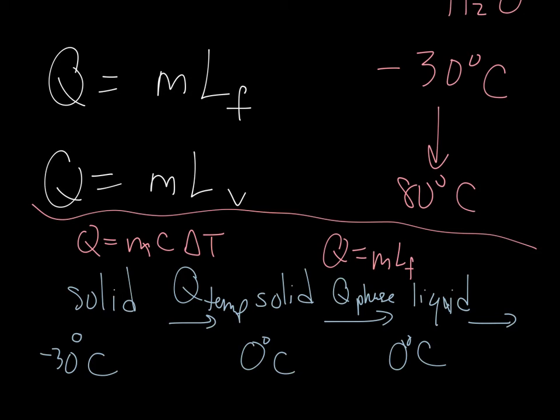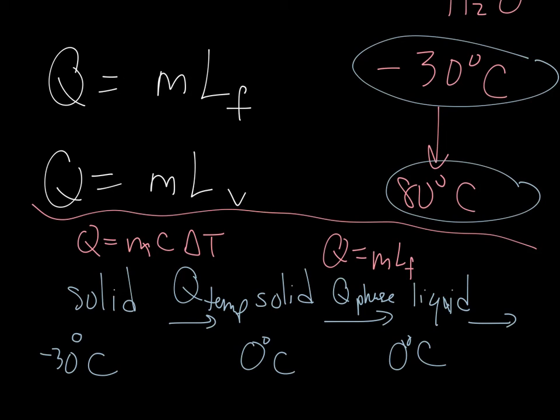So it started at negative 30, right? And it wants to end at 80. We've done this process so far. I want you to answer it. We go from negative 30 to 0 as a temperature change. It then changes phases to all liquid at 0. But we want to get to 80. So what does it still have to do? Sierra? Where will it boil? When does water boil?